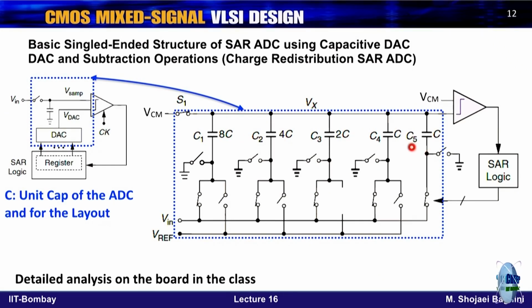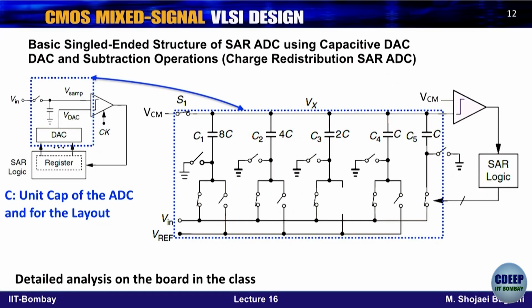So you see there are capacitors which are binary weighted: C, 2C, 4C, 8C, and one additional C. Because if you add them together, for example, in this case, 8 plus 4 is 12, plus 2 is 14, plus 2 is 16. So that means for a 4-bit ADC, eventually you have the full range, 16.